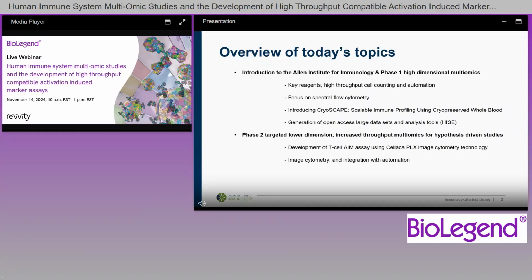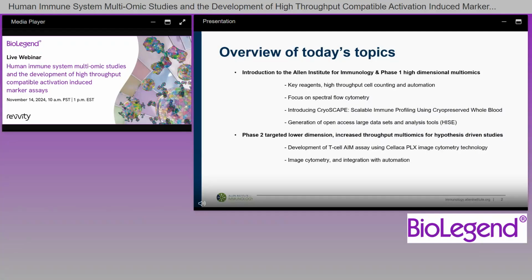I'll also briefly introduce a preprint paper that we're working on, which is a method that we've developed for cryopreserving whole blood that's compatible with single-cell RNA-seq and the automation of that process, as well as introduce our open access data sets and analysis tools.